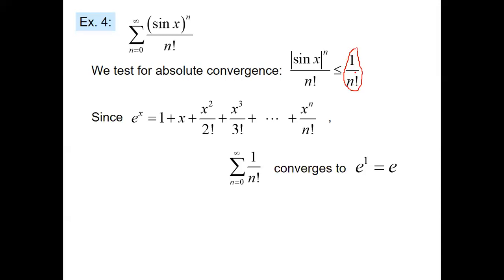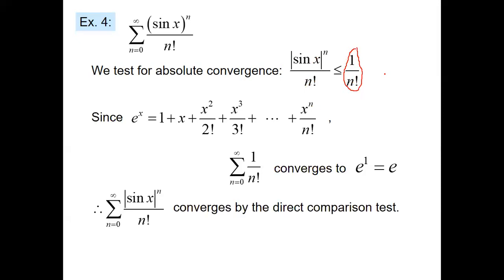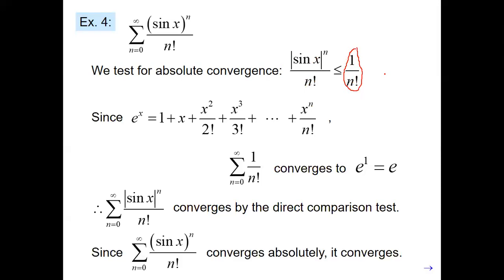This converges to e. So therefore, I've got the lower series, the series that's below it, its absolute values converging. So the absolute value of that series converges, so we say that it converges absolutely. And if it converges absolutely, the absolute value of all of those, then we know that the series itself also converges.